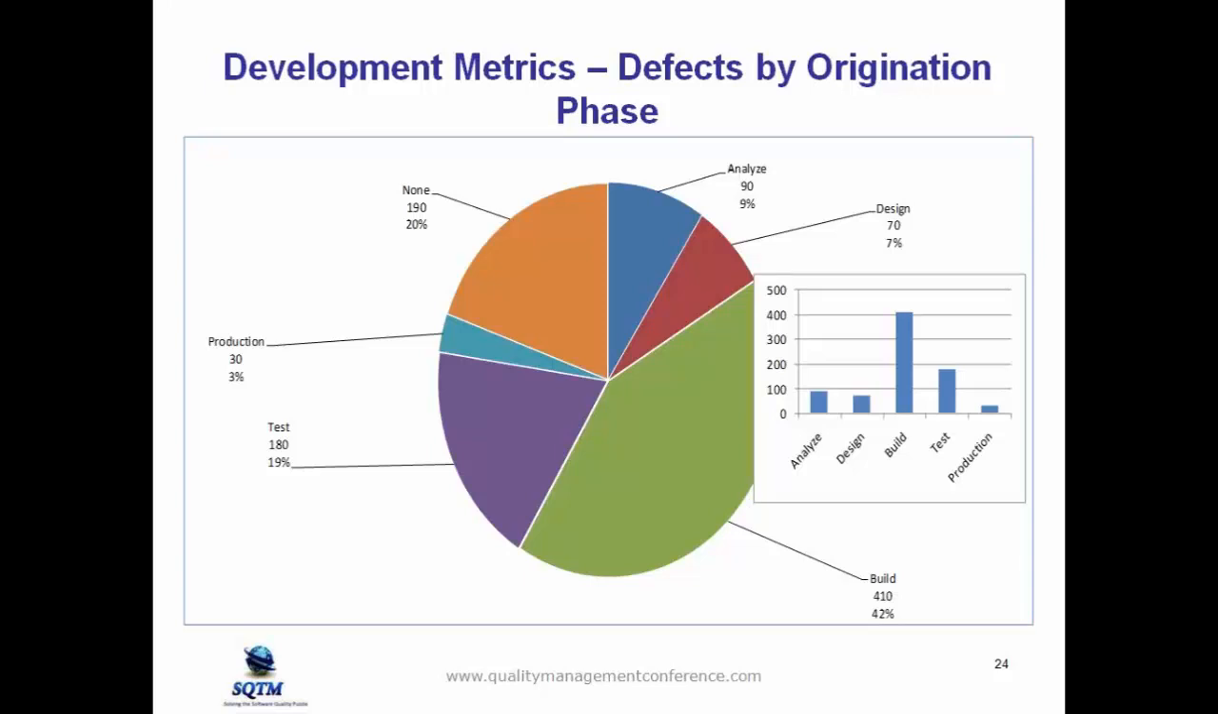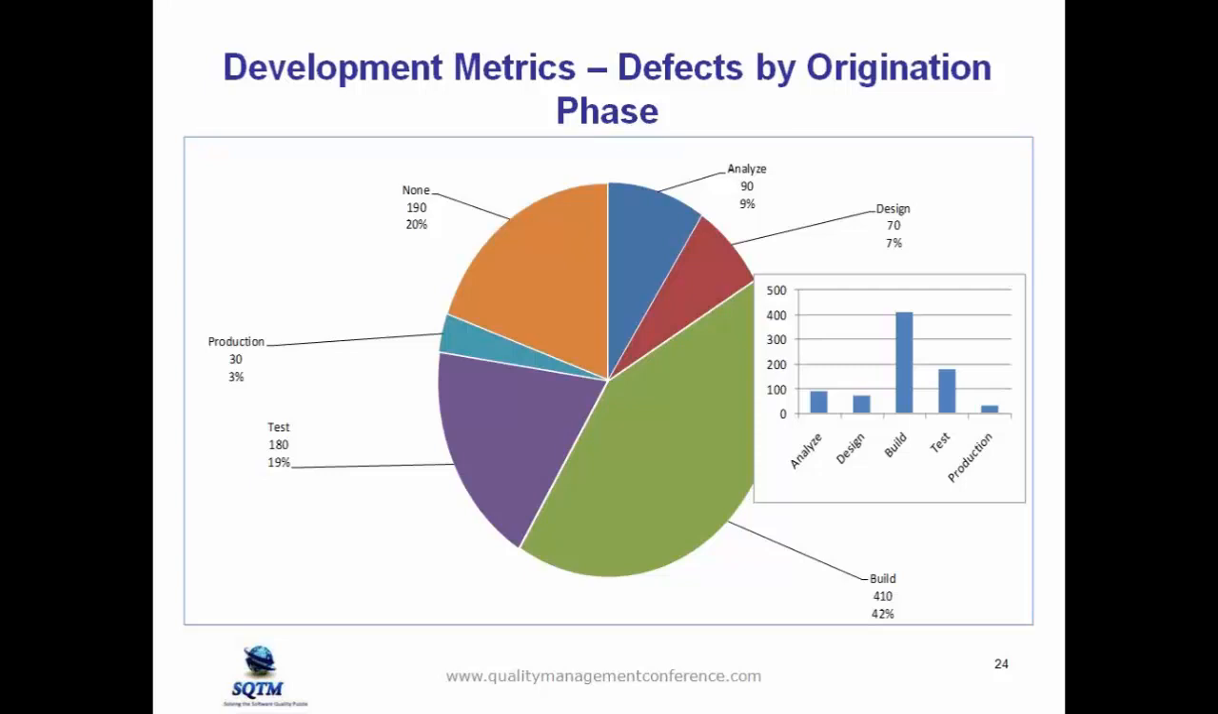42% of these defects originated in the build cycle, 19% in test, 3% in production, 20% none, 9% analyze, excuse me, 7% design. So the first thing I'm going to look at that is pretty big is the 42% in build. That's a lot of defects that originated in the build cycle. So these are usually coding issues. So what's the issue with coding? So your development manager might be very interested in this.